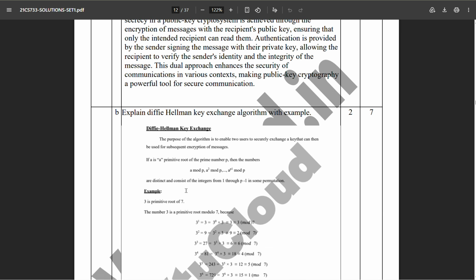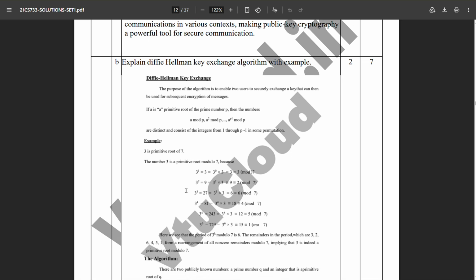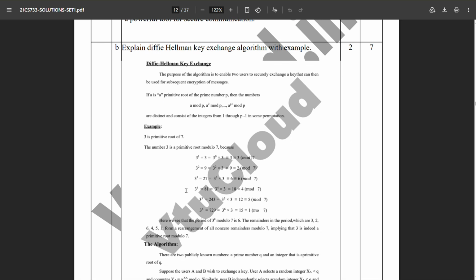The next question is explain Diffie-Hellman key exchange algorithm with example. Please explain this question by taking an example. Without an example, the marks will not be given.